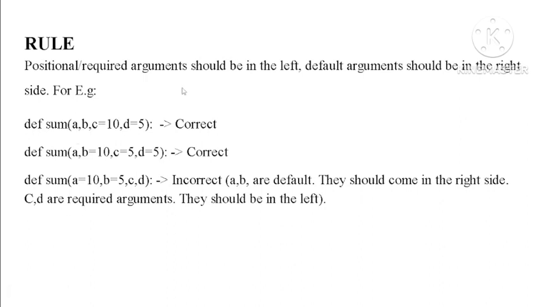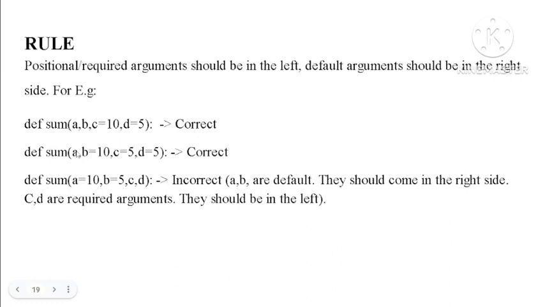Next, while declaring a combination of positional arguments and default arguments, you have a rule stating that the positional arguments should be given on the left side and the default arguments should be given on the right side. So this is the correct way of mentioning. Suppose you want to give default values for A and B, they should be given on the right hand side. Whatever is the default should come on the right side, compulsory ones should come on the left side. So this is correct.